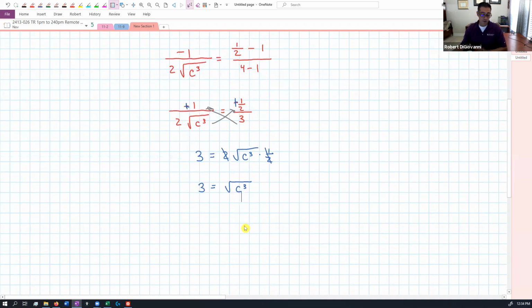So now what I do is I square both sides of the equation. So 9 equals c cubed. And now I take the cube root on both sides. Cube root of 9 equals c. And that should be it. I'll do the cube root of 9 on my calculator. On my calculator, what I'm doing is I'm taking 9, I'm raising it to the 1 divided by 3 power.